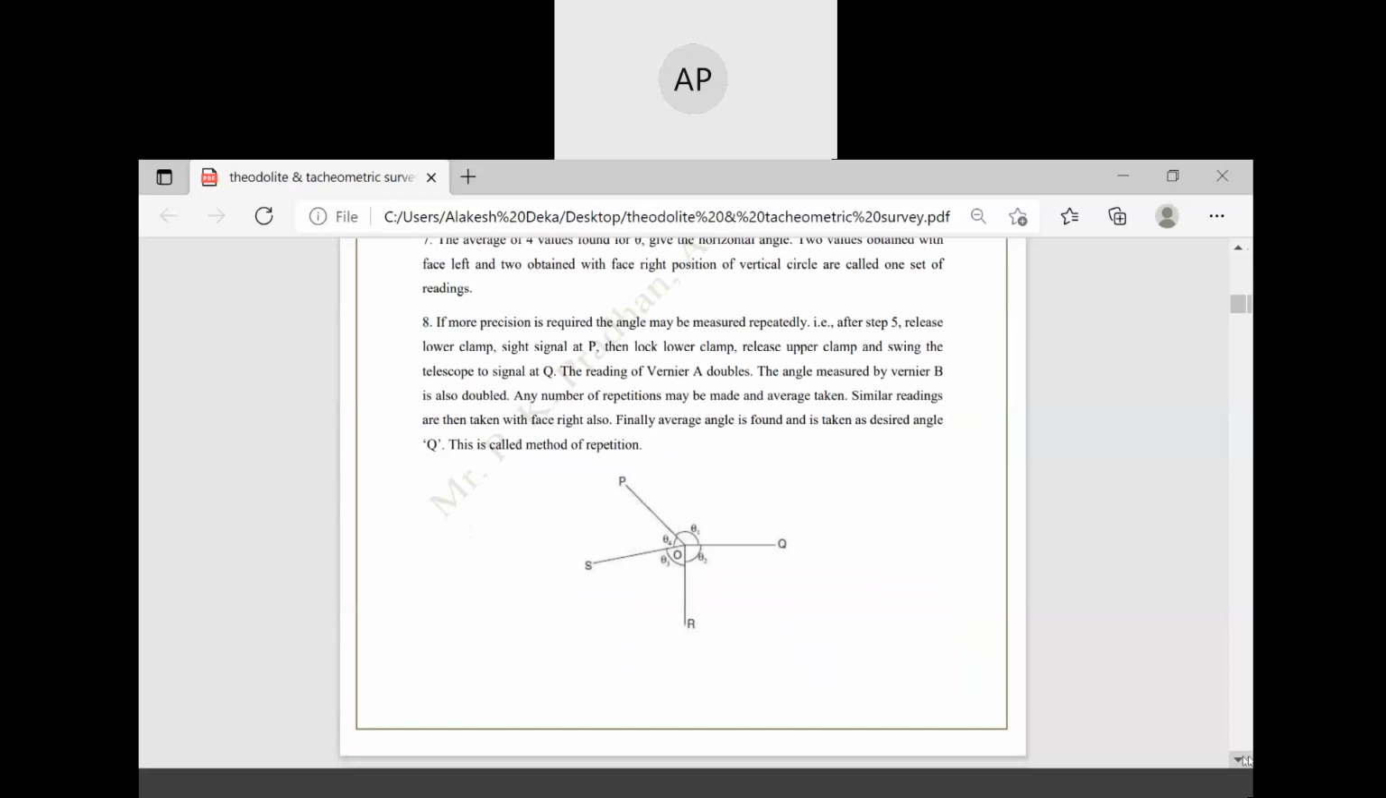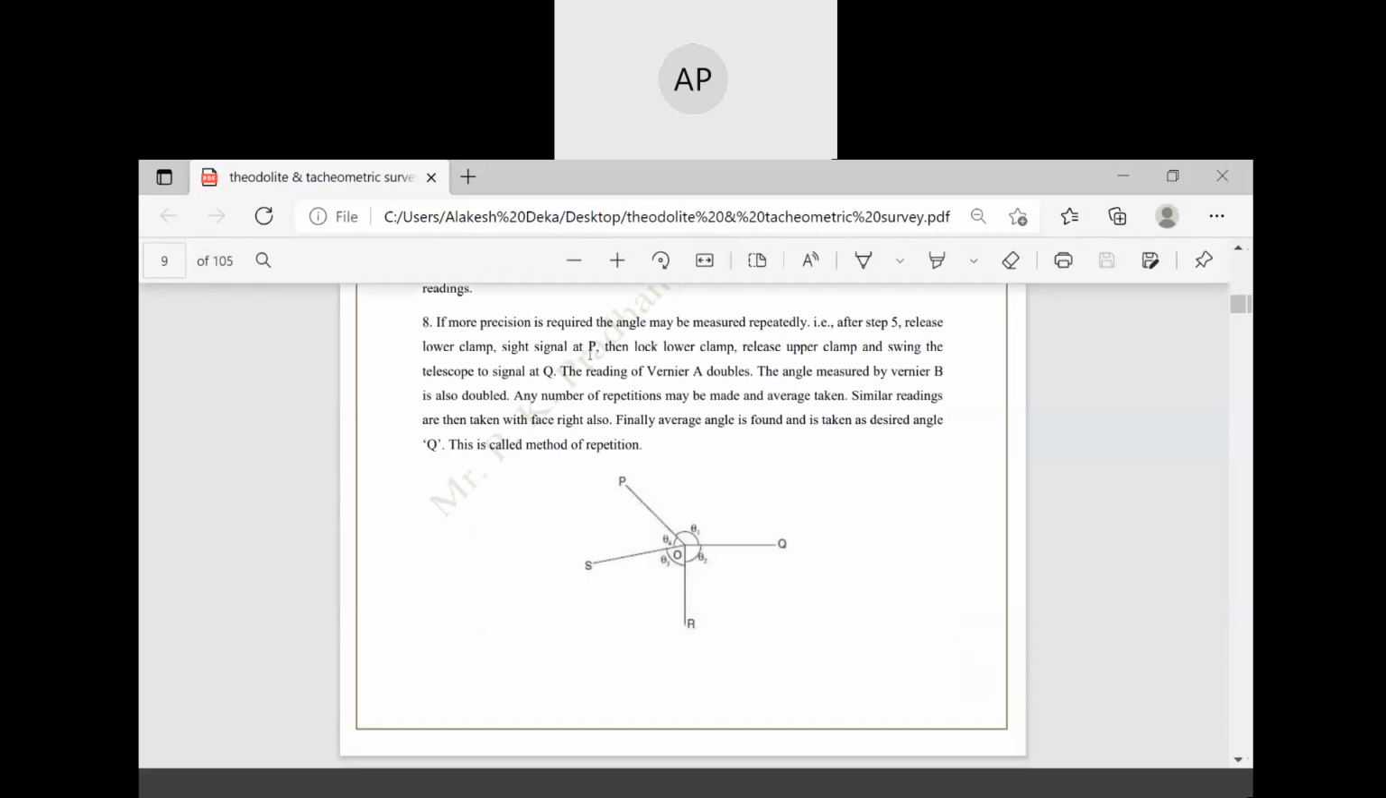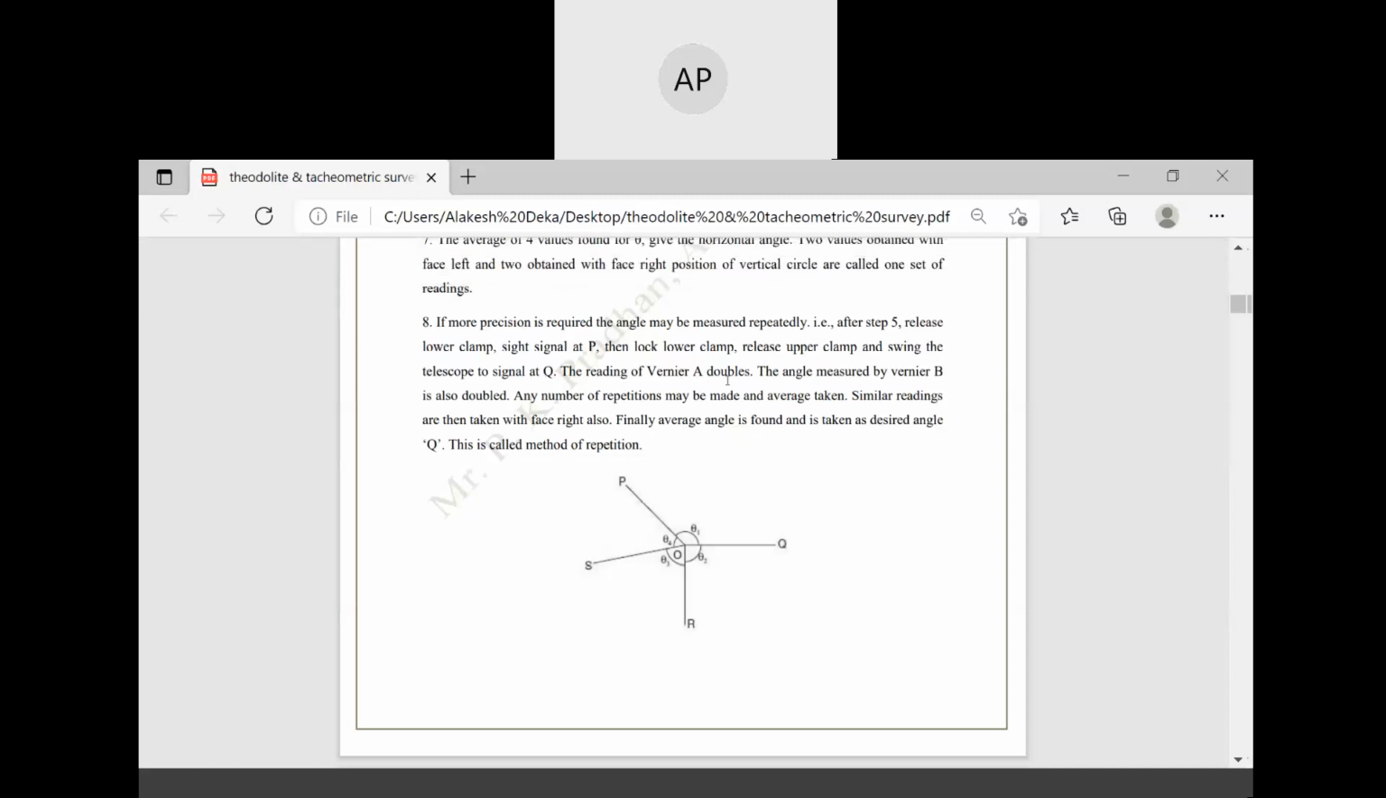Okay, then this process is called method of repetition. If more precision is required, the angle may be measured repeatedly. That is, after step 5, release the lower clamp, sight the signal at P, then lock the lower clamp, release the upper clamp, and swing the telescope to the signal at Q. The reading of vernier A doubles, the angle measured by vernier B is also doubled, and any number of repetitions may be made and the average taken.